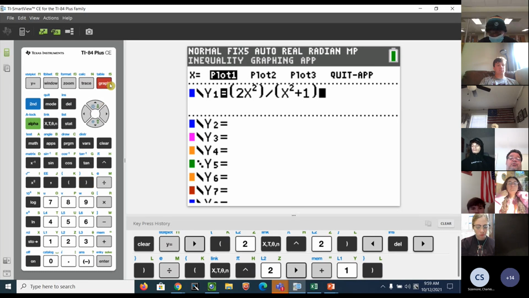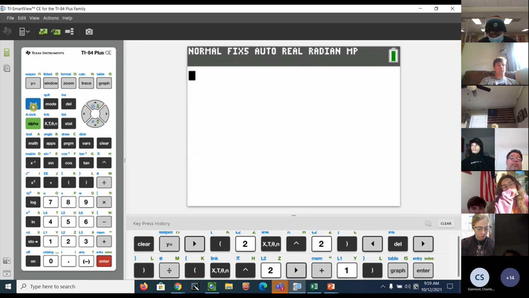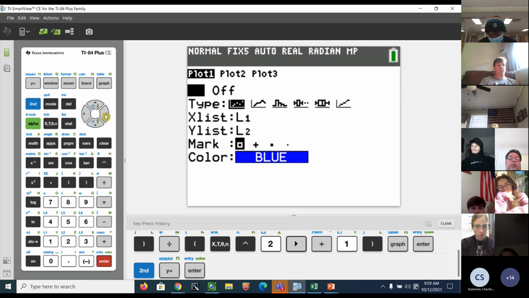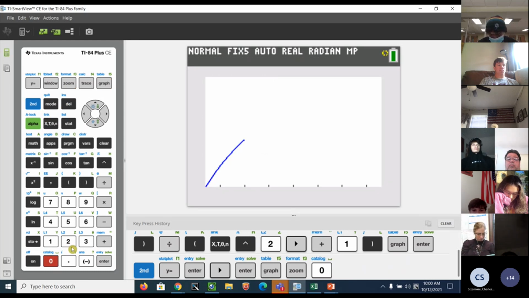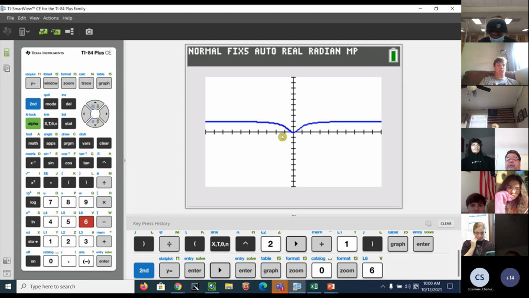And let's see if it's symmetrical around the... hold on, let me turn off my stat plot. Turn off, now hit graph. And zoom 0. Zoom 6. There you go. And you see it's symmetrical around the y-axis.